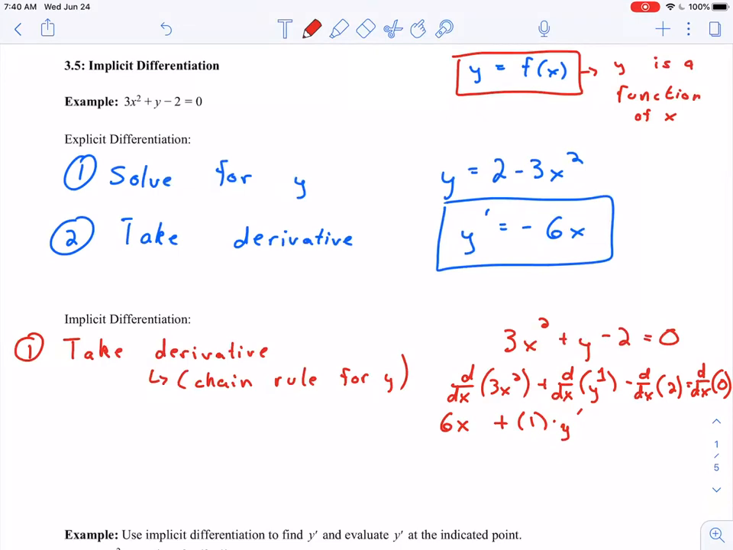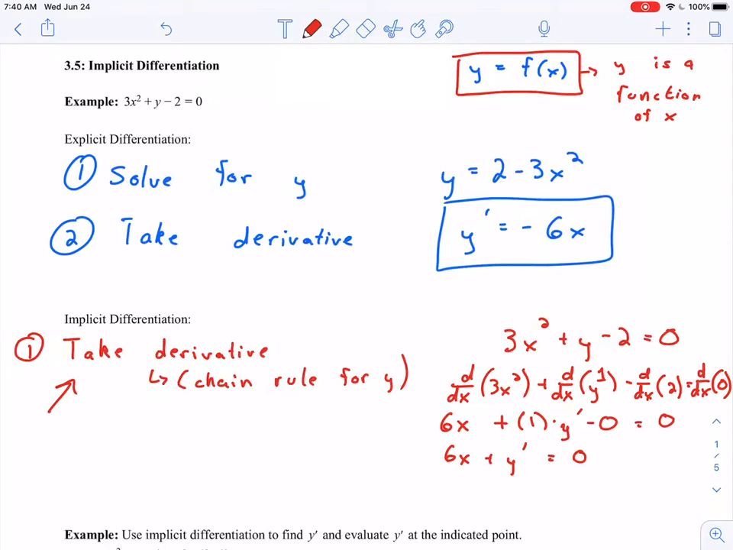Okay, let's keep going. Derivative of 2, well, 2 is a constant, so the derivative of that is 0, so we'll say minus 0 is equal to, over here, the derivative with respect to x of 0. Again, 0 is just a constant, so the derivative of that term will just be 0. So I really have 6x plus y prime is equal to 0, if I clean that up a little bit. So that's my first step, is just to take the derivative.